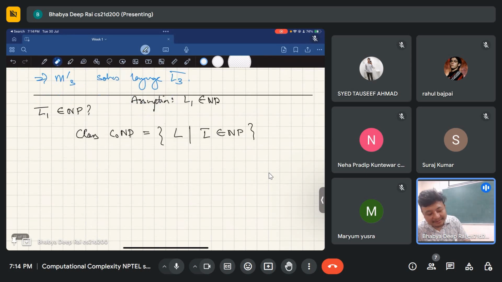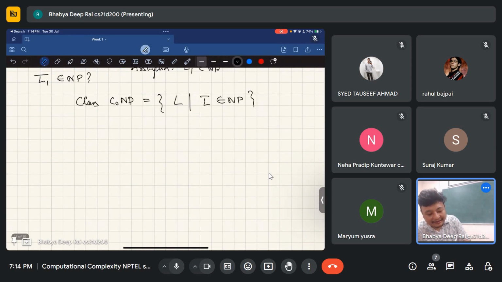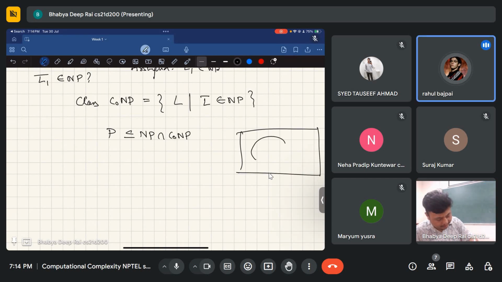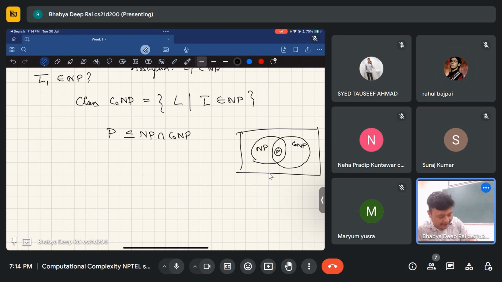I have a question on this, but P is contained in NP intersection co-NP. Yes, it is a subset, but this set itself is not equal to P. That is the problem, the equality. Exactly. This is NP, this is co-NP, this is P, and this is NP intersection co-NP.